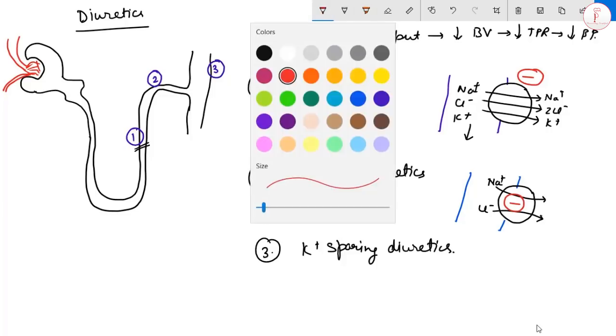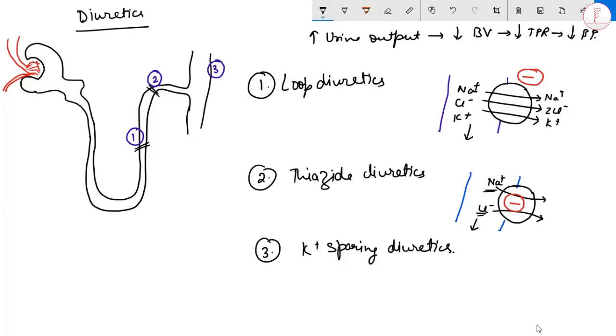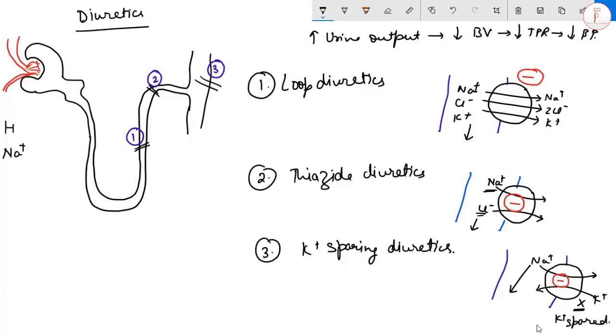And in the last, we have potassium sparing diuretics. It has its site of action in the collecting tubule. What it does is inhibit the sodium and potassium exchanger, where potassium is exchanged with sodium. So what is happening here? This potassium sparing diuretic is inhibiting this pump, so there is no reabsorption of sodium and there is no excretion of potassium. Hence potassium is spared, and for this reason they are called potassium sparing diuretics.